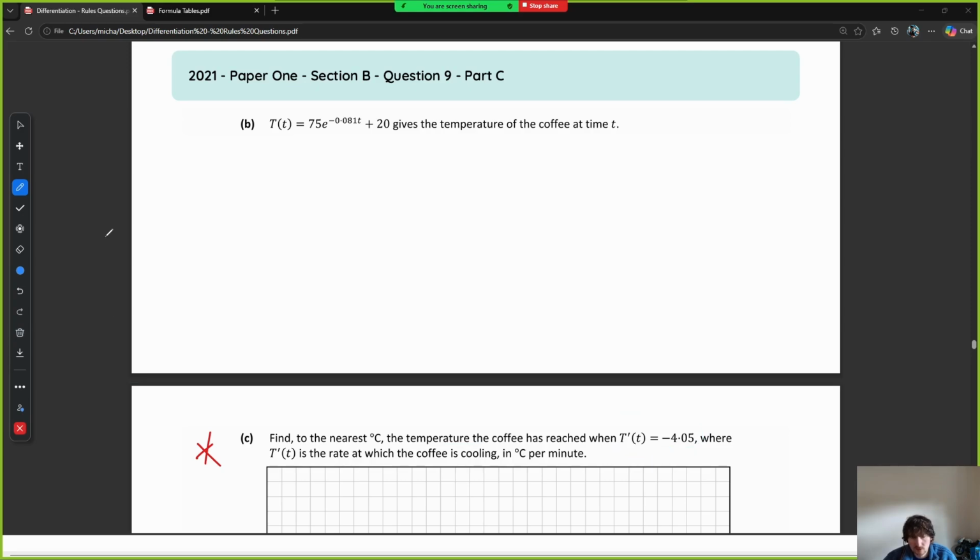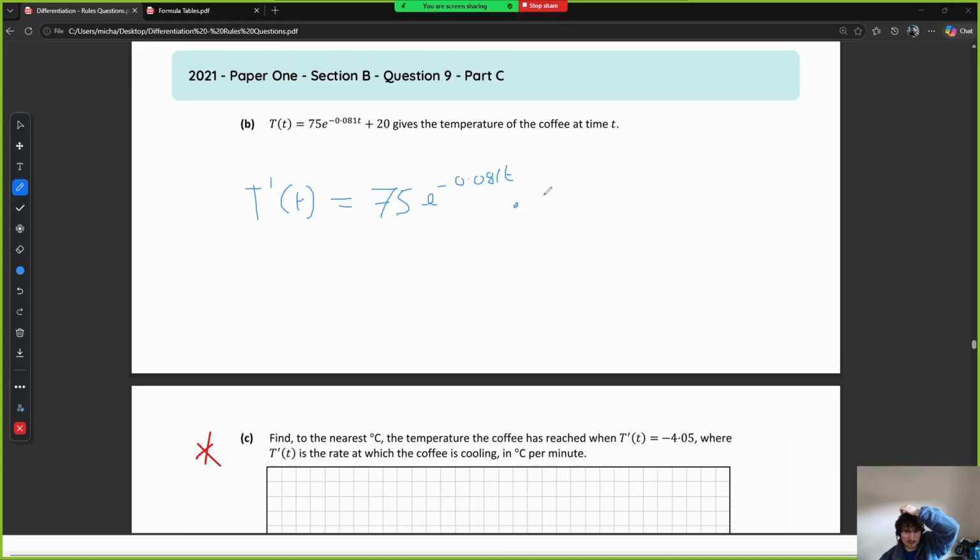So give this a go, of course. Pause the video. So we'll work out this because we obviously need it. So the 75 does nothing. It'll just be there at the end. The way we take derivatives of exponentials here is they stay the exact same.